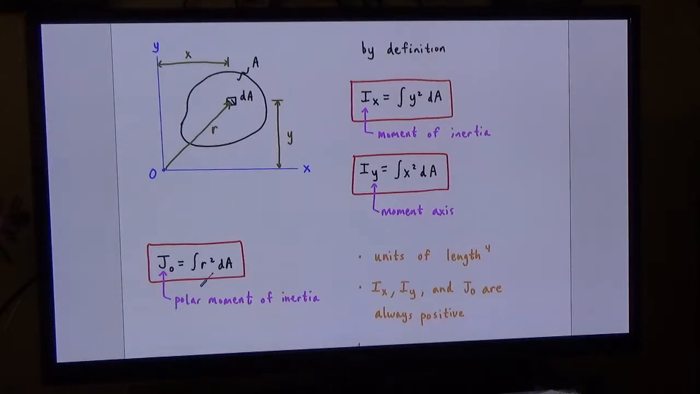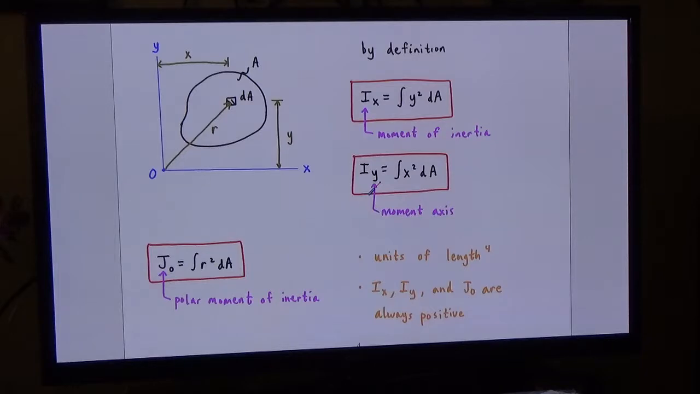Looking at each of these moments of inertia, notice that we have here y, that's some distance, so we have a length squared times area, which is another length squared, giving us units for moment of inertia of length to the 4th power. Also notice that I and J are always positive, because here we have a squared term, and area is always positive. So for moment of inertia about the x-axis, we have this equation. Moment of inertia about the y-axis, we have this equation.